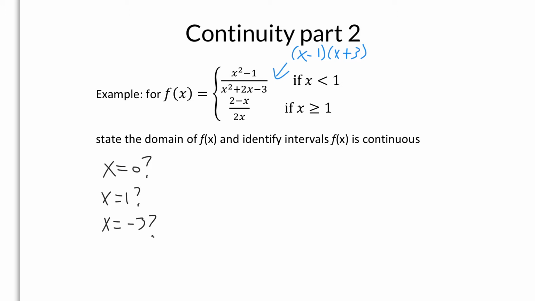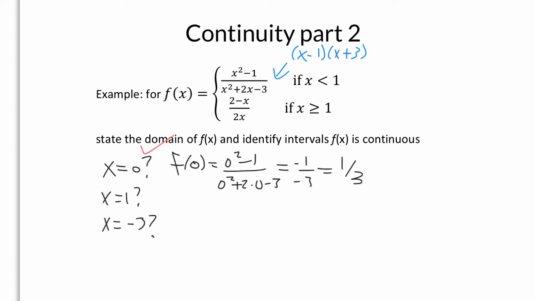Now let's go through these one at a time. If I were to plug in 0 into the bottom of this, I would get undefined. But the thing is that when x is equal to 0, I don't actually use this portion of the piecewise function. It's kind of sneaky. When x is equal to 0, 0 is less than 1, so I use this portion. And so f(0) is equal to (0 squared minus 1) over (0 squared plus 2 times 0 minus 3), which is equal to negative 1 over negative 3, which is just 1/3. So this is actually defined. When x is equal to 0, we're good, because we're not actually looking at this portion of the function.